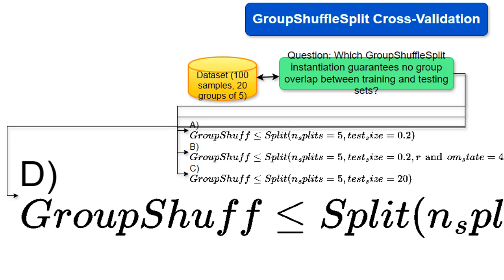This is the correct option. It sets 5 splits, a test size of 20%, 20 samples, and importantly includes the groups parameter. This parameter, a list of numbers from 0 to 19, explicitly defines the group structure of the dataset and thus ensures that data from the same group will never be split across the training and testing sets within a single fold, which is what we needed to achieve.